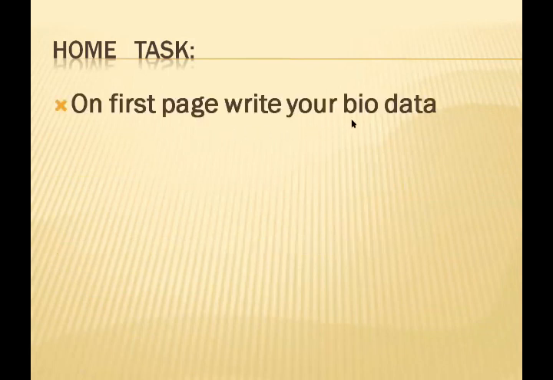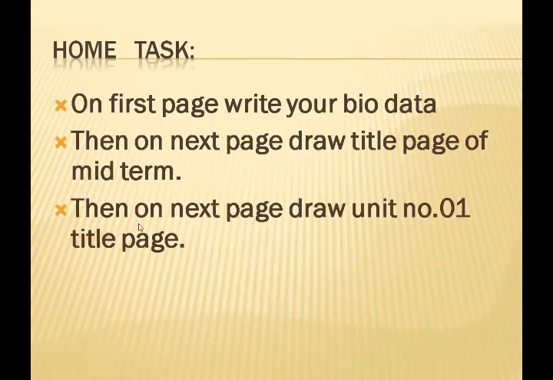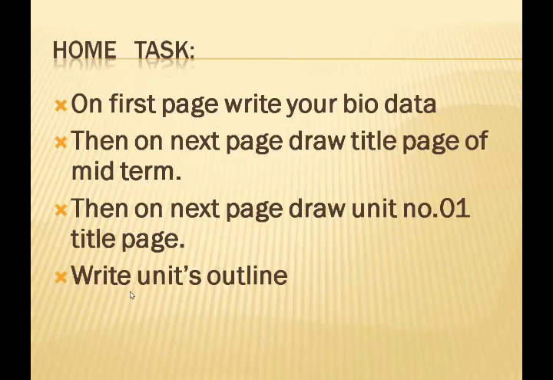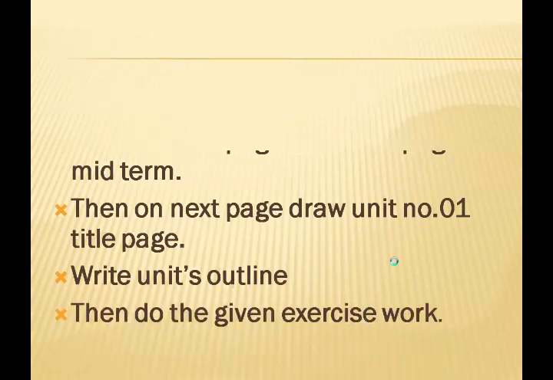Now, home task. On the first page of your copy you will write your biodata: name, class, roll number, section, subject. Then on the next page you will draw the title page of the midterm. I will show you one sample of the midterm title page. Then on the next page you will draw the unit title page, unit number 1, that is formulas in MS Excel 2013. Then write its outline. I will show you the sample here also, and then do the given exercise work.